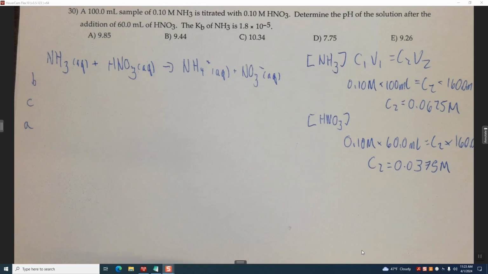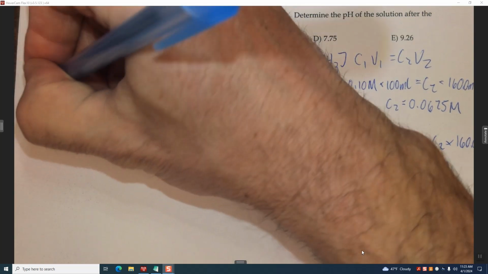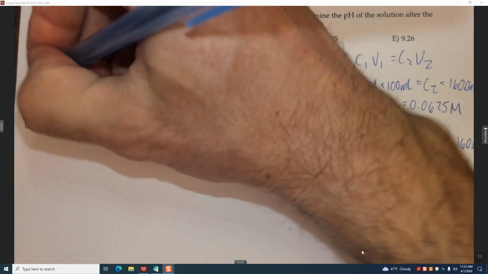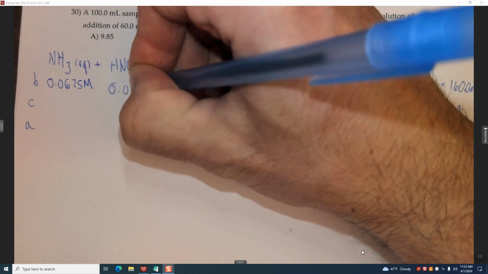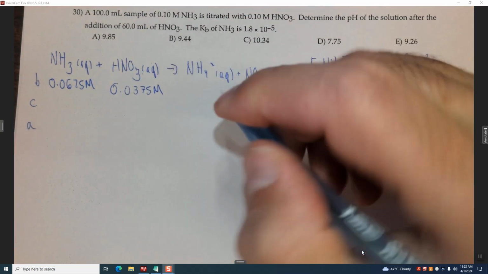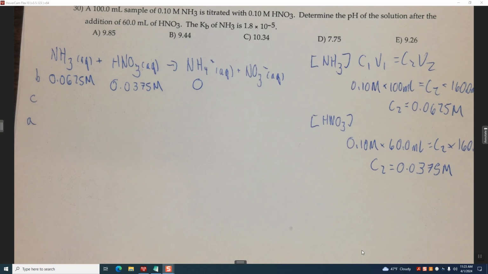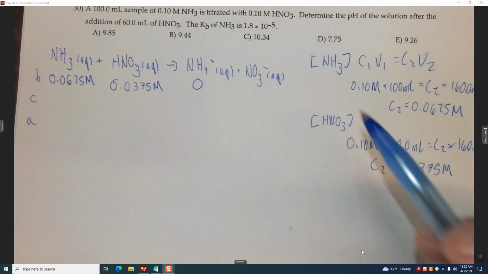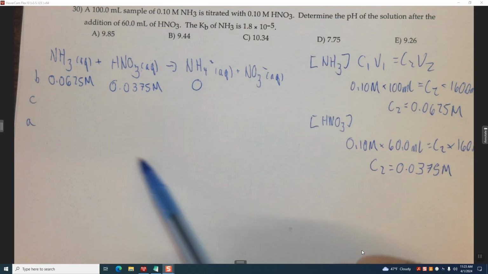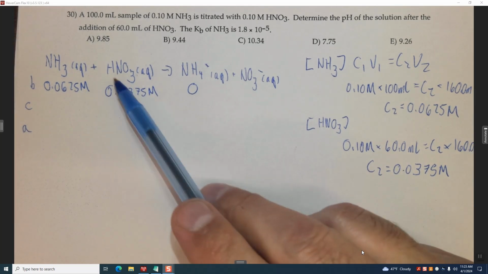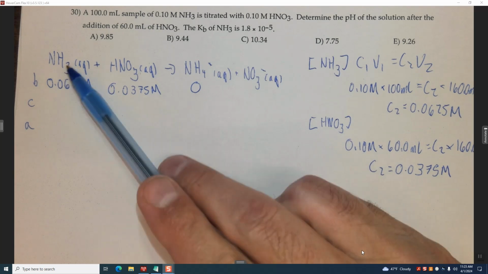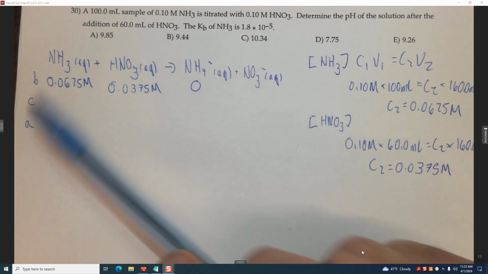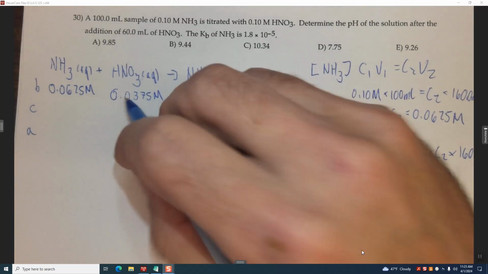So we're going to call that before. So this one is 0.0625 molar, and this one is 0.0375 molar. And the initial amount of ammonium is 0. We don't care about nitrate, it's just a spectator ion. So let's take a look. It looks like we're going to run out of HNO3 first. Why? Because there's less HNO3 than there is NH3, and they react in a 1-to-1 ratio, so we're going to run out of this first.